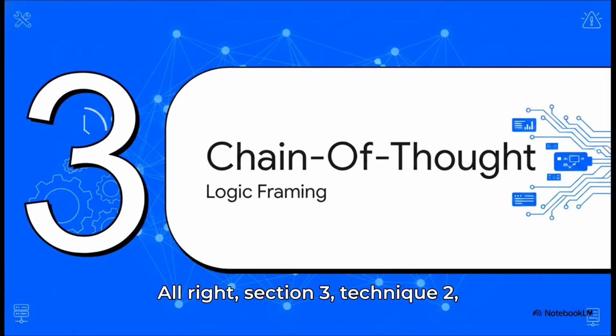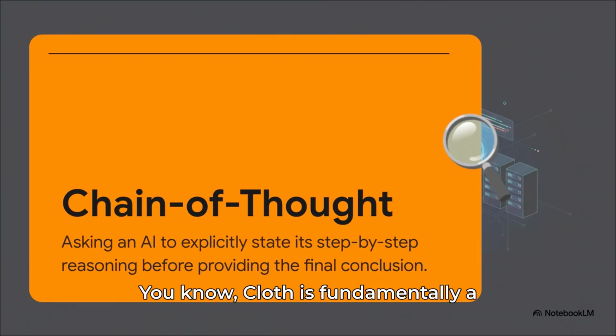All right, Section 3, Technique 2, Chain of Thought. Now, this is where we really tap into the model's true reasoning power. You know, Claude is fundamentally a reasoning engine. When engineers ask it for just a quick answer, they are literally suppressing the exact capability they're paying for. By explicitly requiring the AI to state its step-by-step reasoning process before it gives you the final conclusion, you force it to map out its logic.